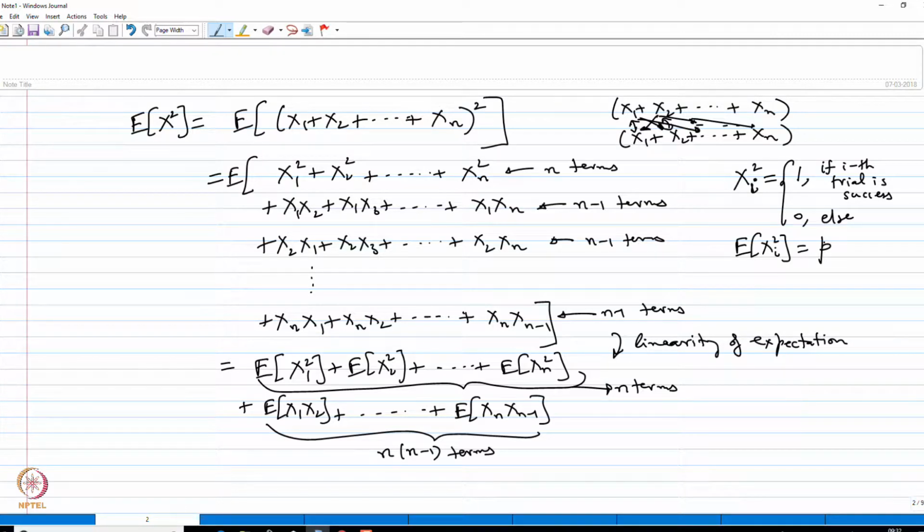Now what about x1 x2 or any other xi xj? If you want to find expected value of xi xj for i not equal to j, say for instance x1 x2 or x1 x3, in this case I know xi and xj are independent. So if i is not equal to j, xi and xj are independent.